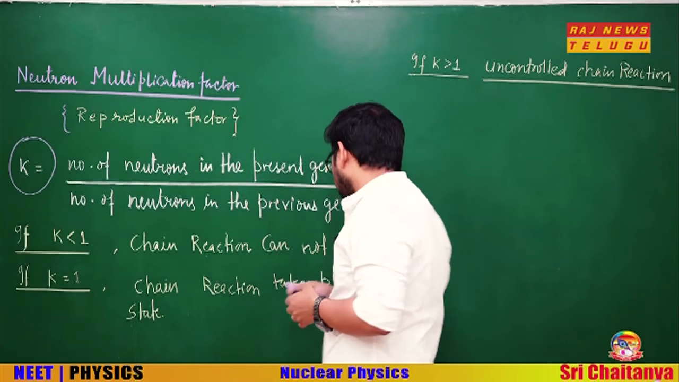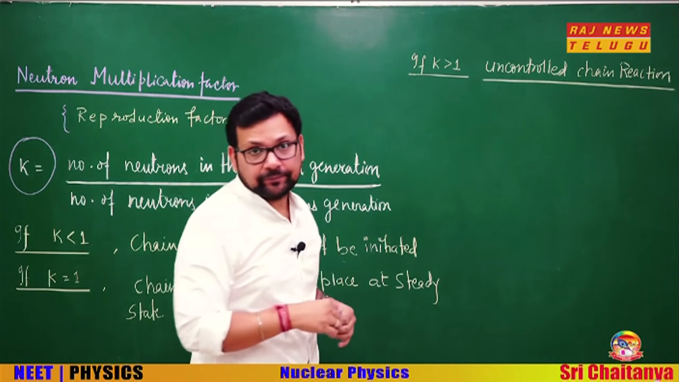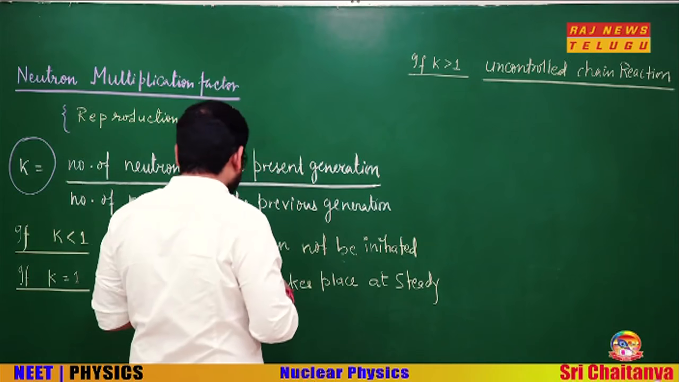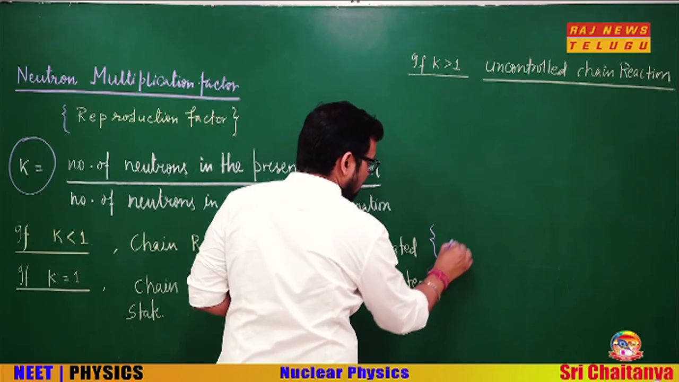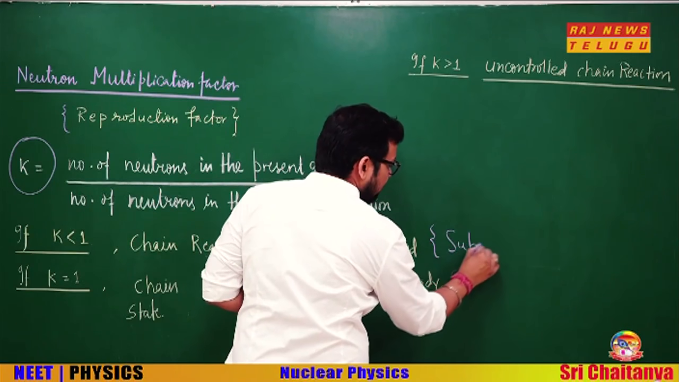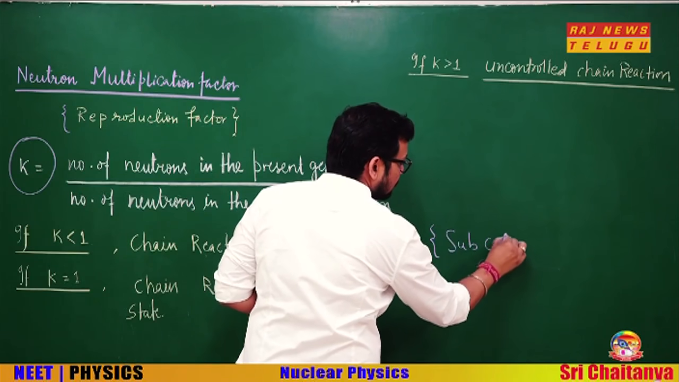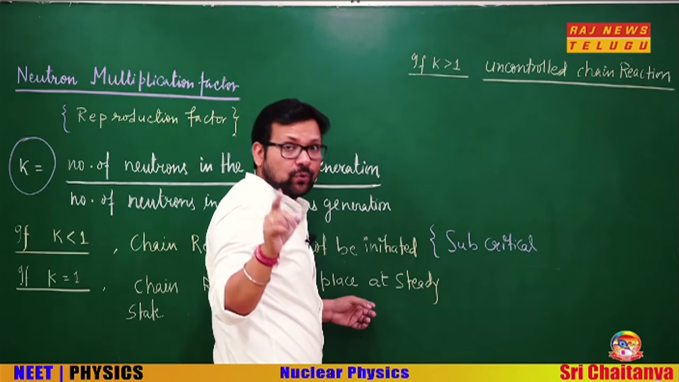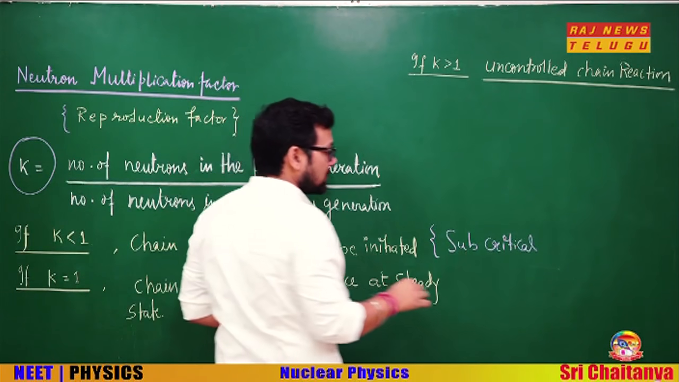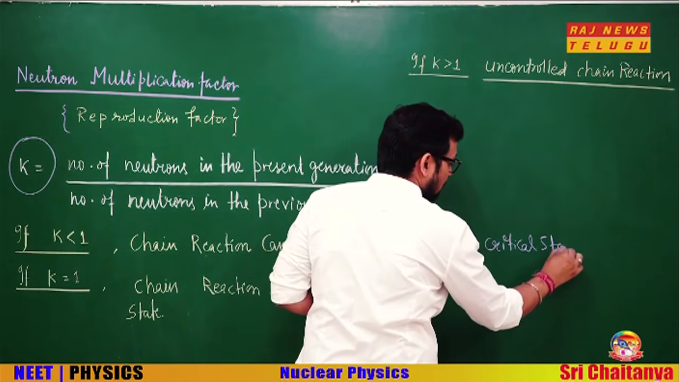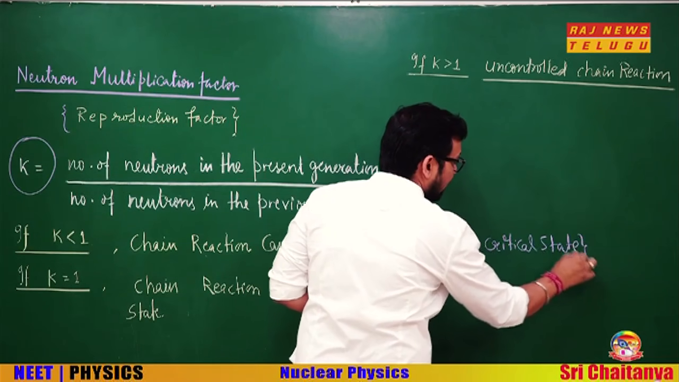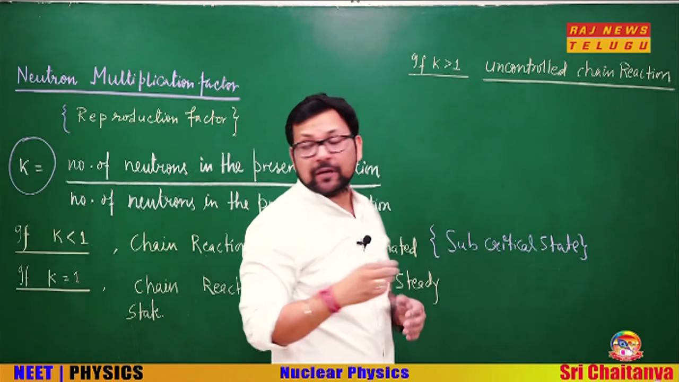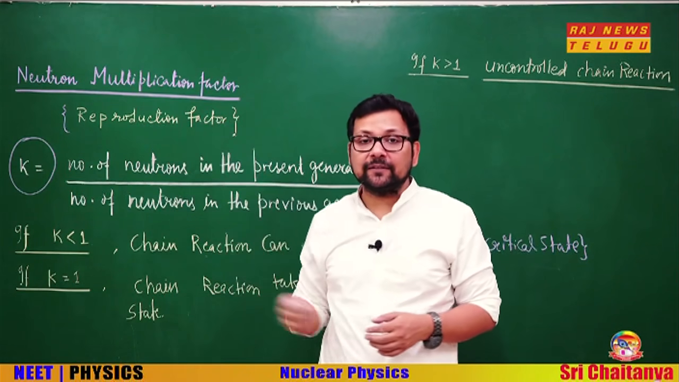So the first one, K less than 1, can be said to be a subcritical state. Students, you should know this terminology for your objective questions. What is the reproduction factor in the subcritical state?